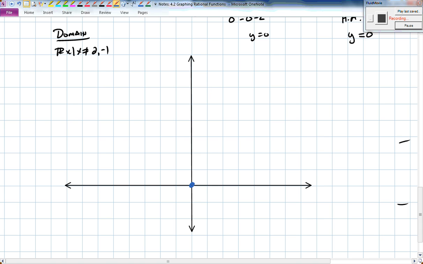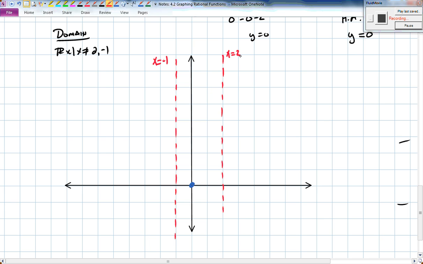The asymptotes. Yeah, where would those be? The vertical. Let's see vertical asymptotes. So here's negative 1. There's a vertical asymptote, and that's the line x equals negative 1. What's the other one? 2, right? X equals 2. Very good. So there's this one here, x equals 2.